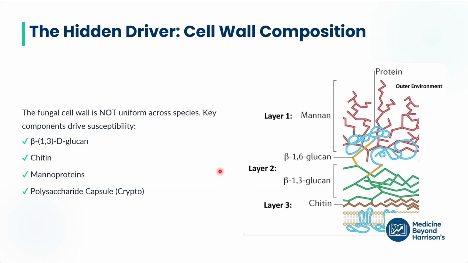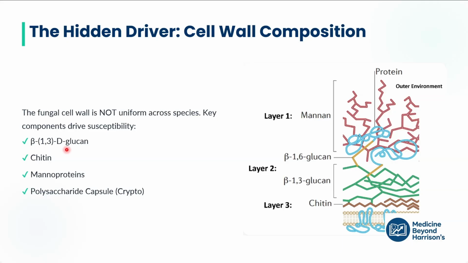So the hidden driver, the main thing you need to understand, is the fungal cell wall component. The beta 1,3-D glucan is present in the cell wall, and chitin is present in the cell wall. If the cell wall is composed mainly of beta 1,3-D glucan only, then echinocandins work fully. If the wall has a large amount of chitin content, then echinocandins may not work. This is also something you must understand.